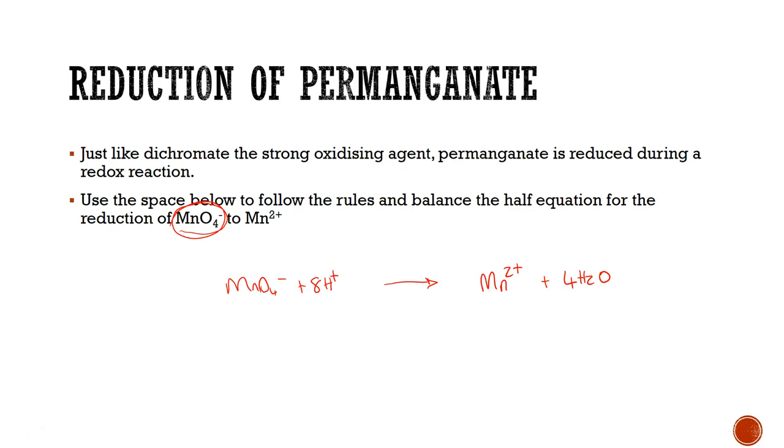So welcome back. Hopefully you've managed to do it. I'm halfway through mine here, and I thought I'd pause at this point just to make sure. So first of all, I've balanced my MnO4- to Mn2+. So I've got a manganese on the left and a manganese on the right. After that, I had 4 oxygens, so I've added 4 H2O. Now, because I have 4 H2O, I have 8 hydrogens, so I added 8 H+.